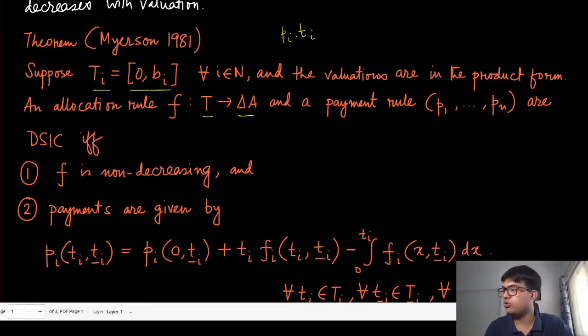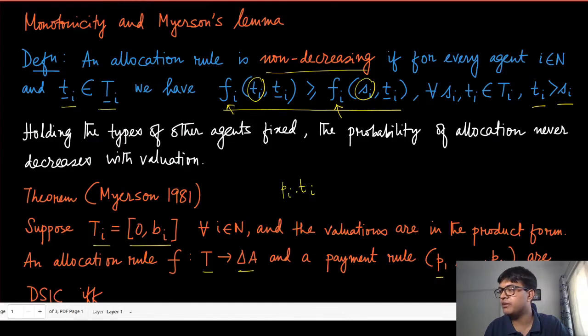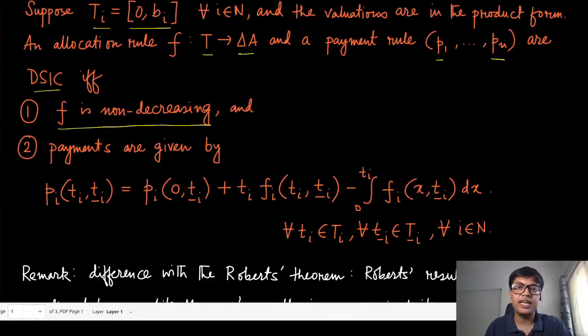and a payment rule which has the components p_1 to p_n for each of the agents, is going to be DSIC if and only if two conditions hold. What are those conditions? The first condition is that f is non-decreasing, the property that we have already defined, that if your valuation increases, then your probability of getting that object weakly increases. And the second property is that the payments are given by a very specific integral formula. Let us read it one by one.